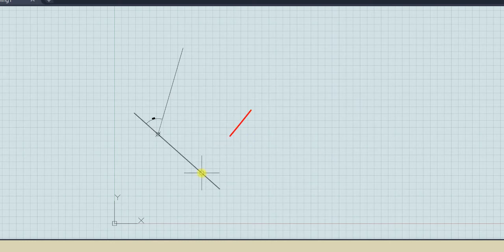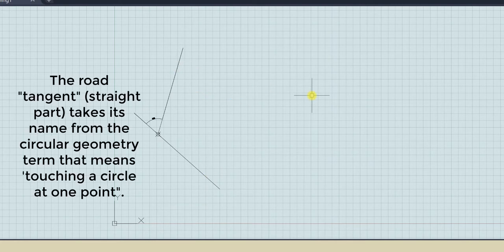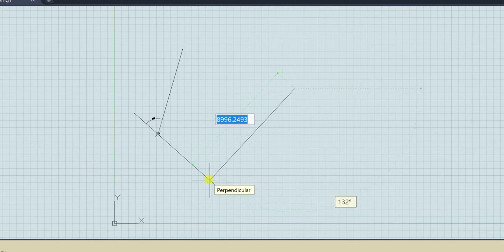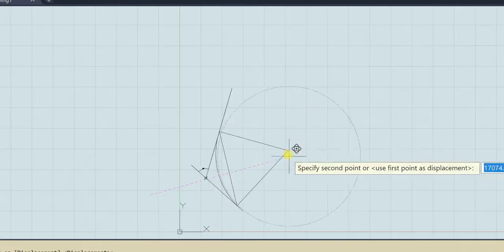The radius is always going to be perpendicular to the tangents at the beginning and end of the curve. And that's because those are tangents. They are tangent to a circle. Here is my radius. Okay, so that is perpendicular.